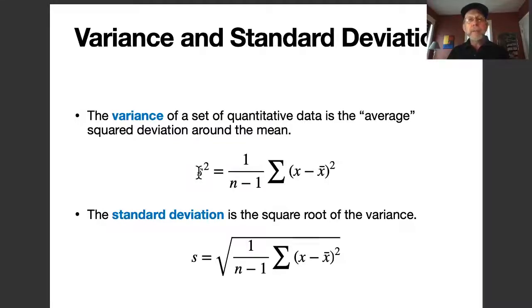The reason it's an n minus 1 rather than an n has to do with something called the unbiased nature of the statistic we're after here. And we'll talk about that later. But for right now, you should really just think of it as an average with a little tweak. So the variance is the average squared deviation of the data around the mean. And then the standard deviation is just the square root of the variance.